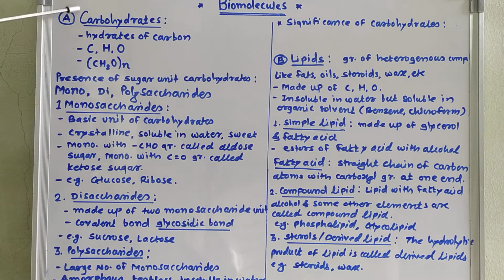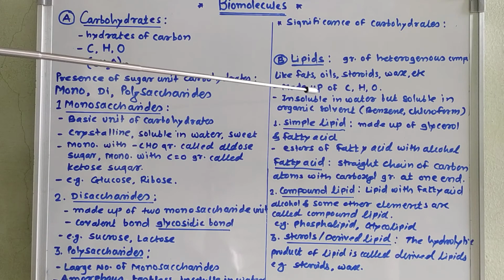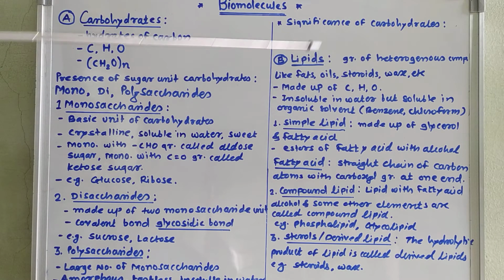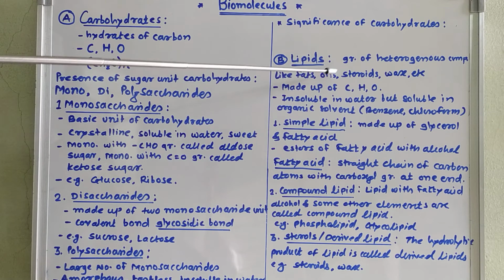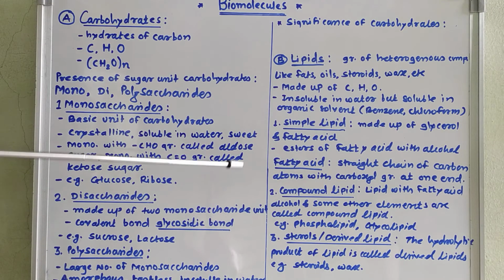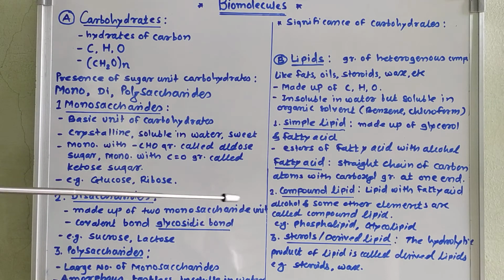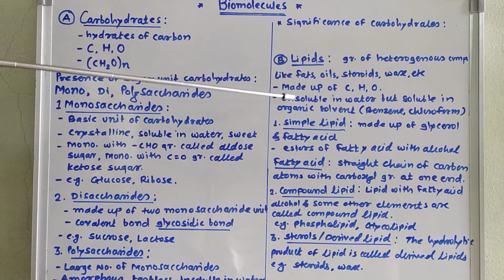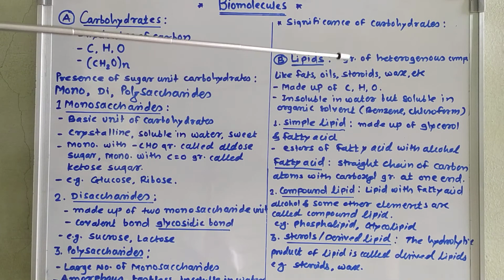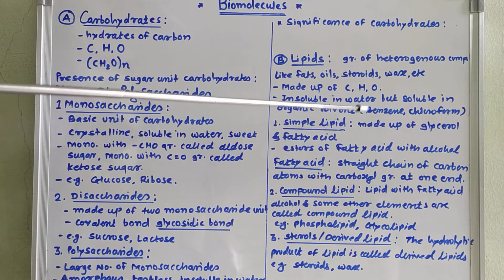Second, lipid. We completed carbohydrate. Now the second one is the lipid. Here we firstly studied the definition of lipid. The lipids are a group of heterogeneous compounds like fat, oil, steroid, wax, etc. They are made up of again carbon, hydrogen and oxygen. But here the proportion of hydrogen and oxygen is greater than 2:1.